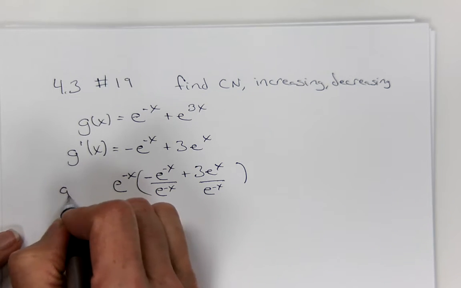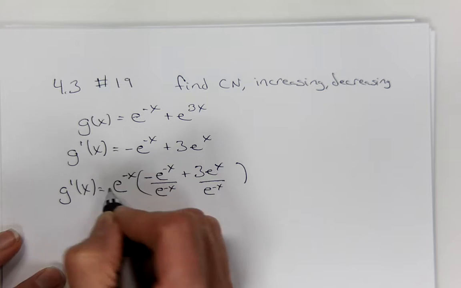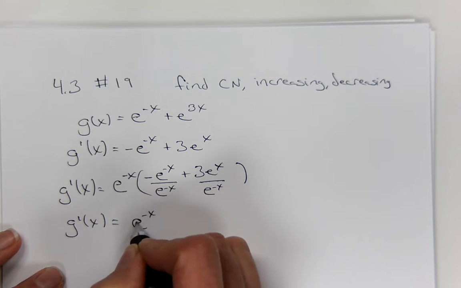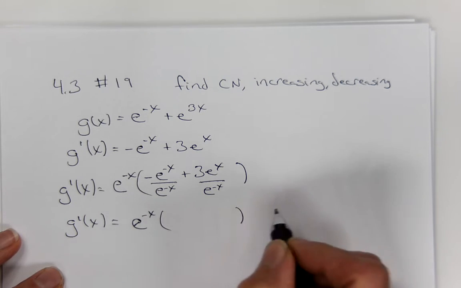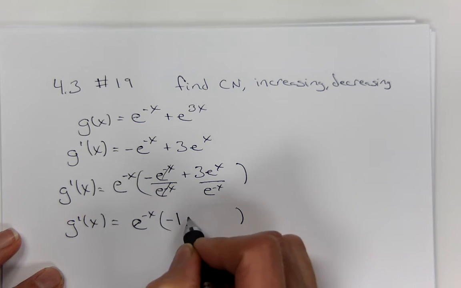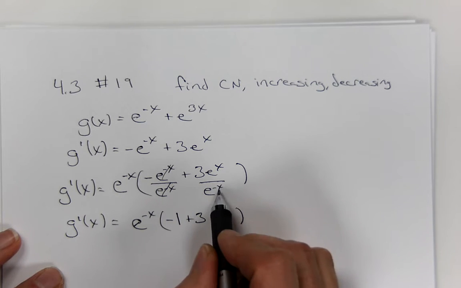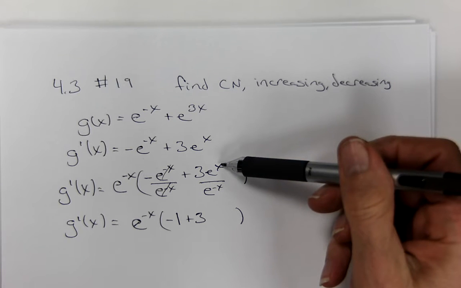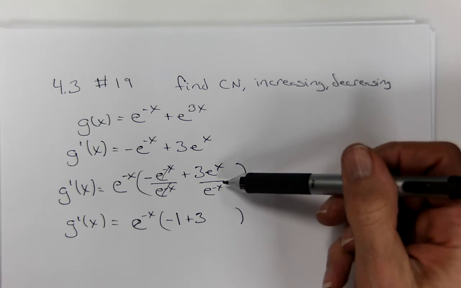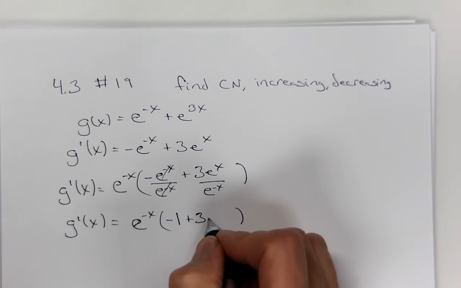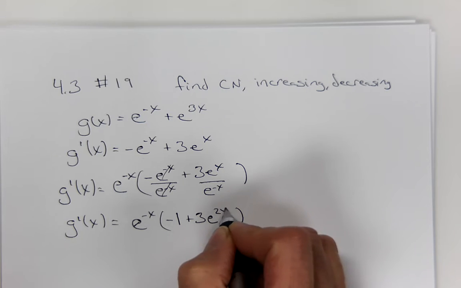And this is still g prime of x. We're just making it look a little different. So we have g prime of x is equal to e to the negative x times, these cancel. Love when that happens. And then we have plus 3. And here, you know that when the bases are the same and you are dividing, you subtract the exponents. So this would be upper exponent x minus lower exponent negative x. X minus negative x is going to give you e to the 2x, x plus x.